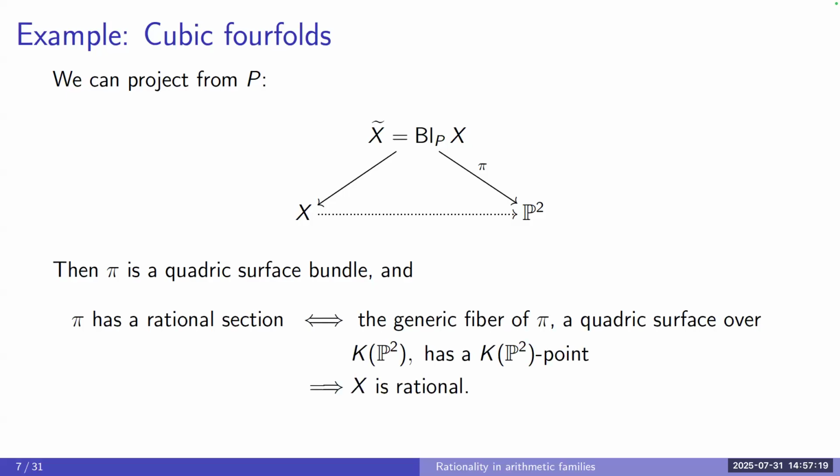Okay, and this pi gives me a way to think about rationality, because if pi has a rational section, well, the generic fiber of pi over the function field of P2 is a quadric surface. And that rational section exactly corresponds to having a K of P2 point on the generic fiber. And as we just saw, quadric surfaces that have a point are themselves rational. And so having a generic fiber which is rational over a rational base implies rationality. And so that tells me that X is rational.